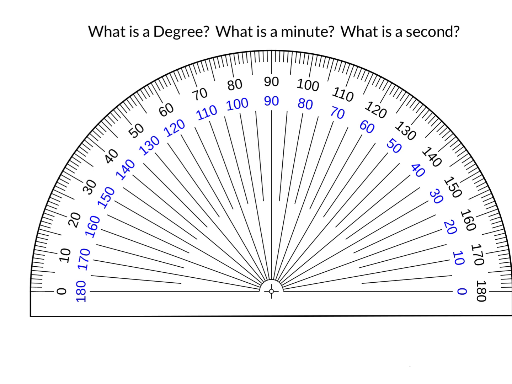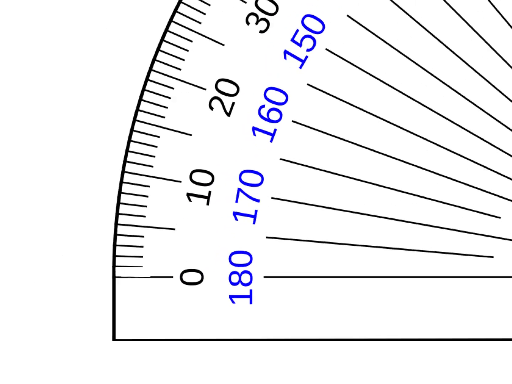So a degree is 1/360th of a full circle. It gives us a way to measure an angle. Within those degrees, we actually have some smaller measurements.